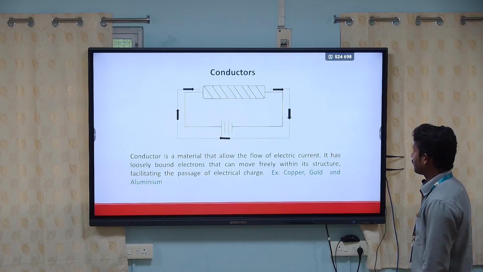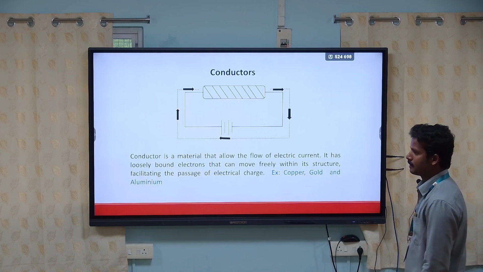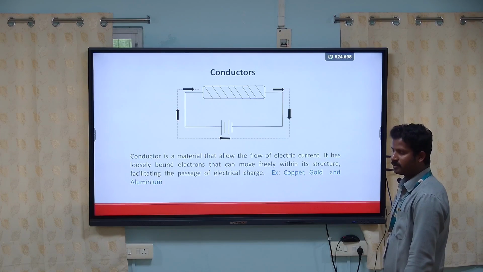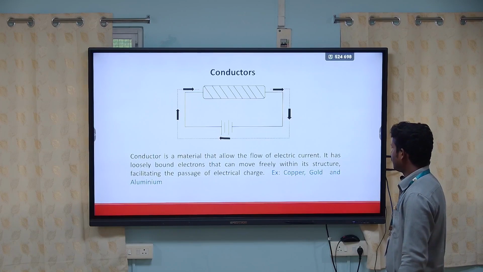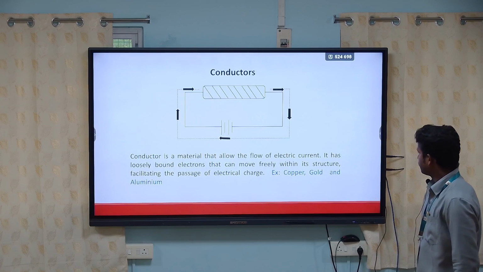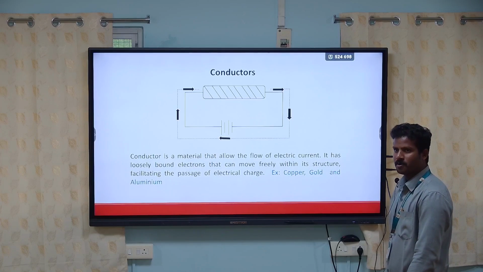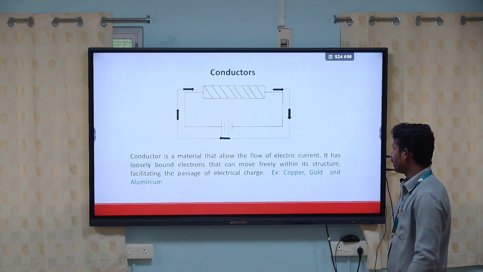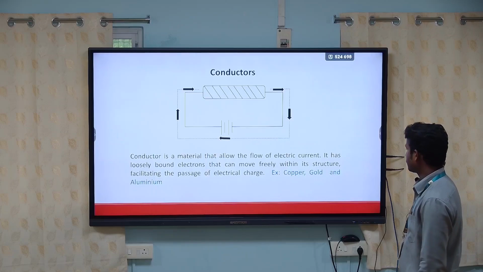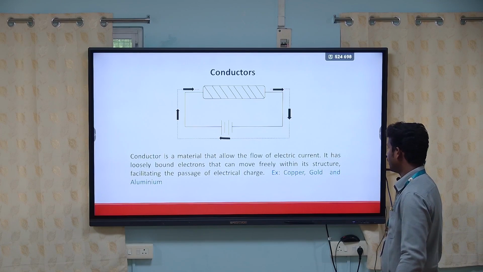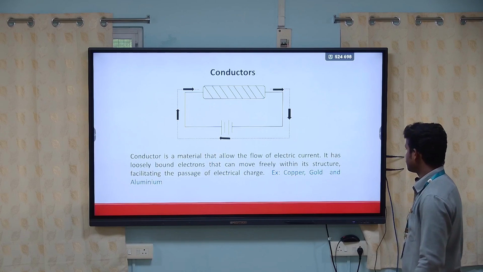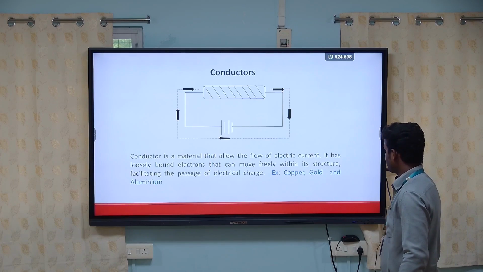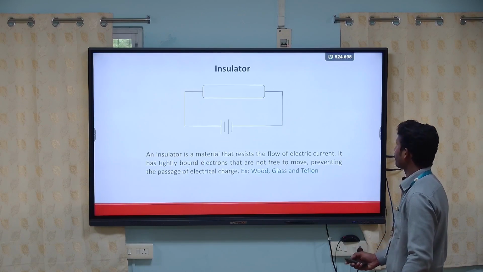Next, conductor. A conductor is a material that has very good conductivity. Suppose you can say like this, those substances that allow the charges to pass through them, such materials we call conductors. Examples of conductors are copper, gold and aluminium. If you take copper, the conductivity of copper is around 10 to the power 7 Siemens per meter.